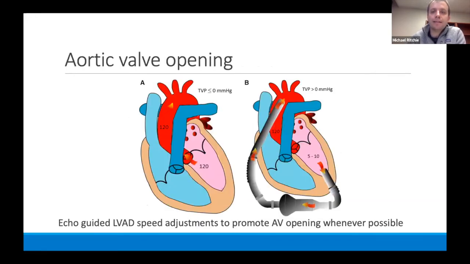And the reason that it doesn't open, and a good thing here that you can see, is that typically during systole, your LV pressure is like 120, whereas if you look with a VAD, your LV pressure is going to be like 5 or 10 because all the blood's being removed by the VAD. So it makes it very difficult for the aortic valve to open.